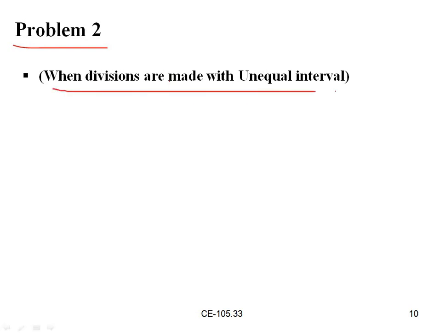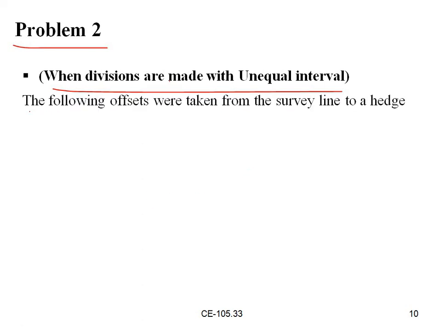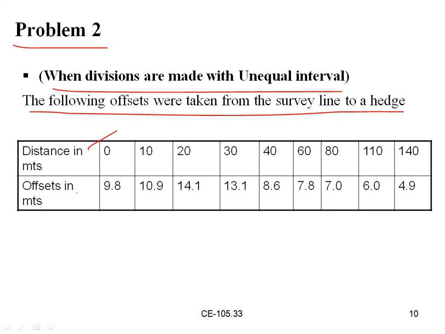Here, the divisions are made with unequal intervals. Suppose the following offsets were taken from the survey line to a hedge, that is, distance in meters and offsets in meters. The distances are 0, 10, 20, 30, 40, 60, 80, 110, 140. These are the unequal intervals which are given, and the offsets are 9.8, 10.9, 14.1, 13.1, 8.6, 7.8, 7.0, 6.0, 4.9. Can you observe the difference of the intervals here?